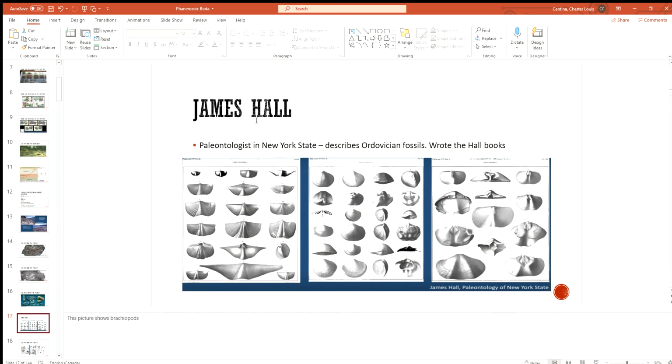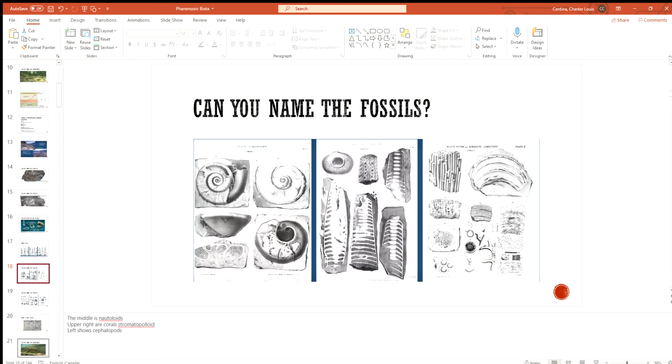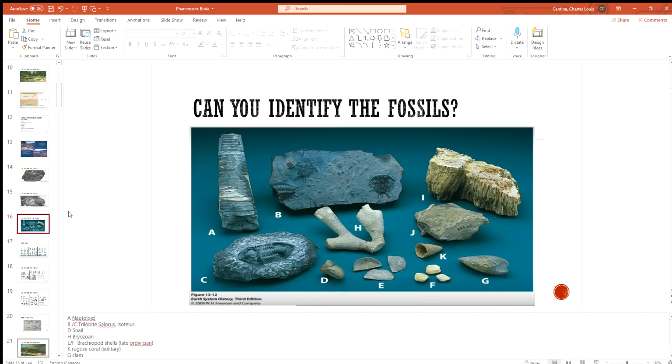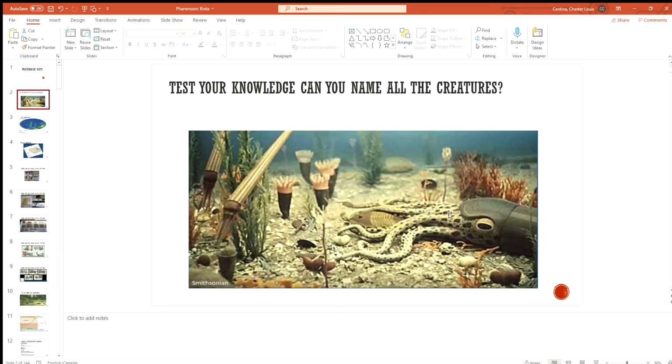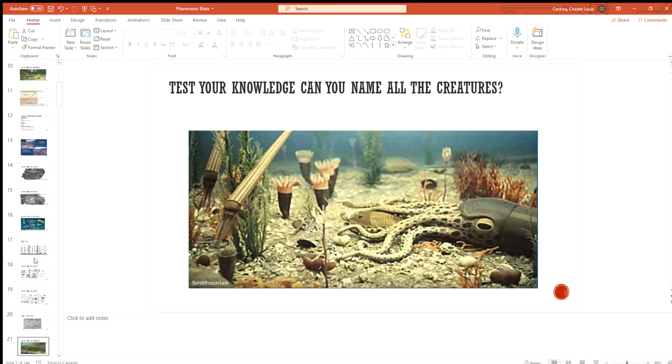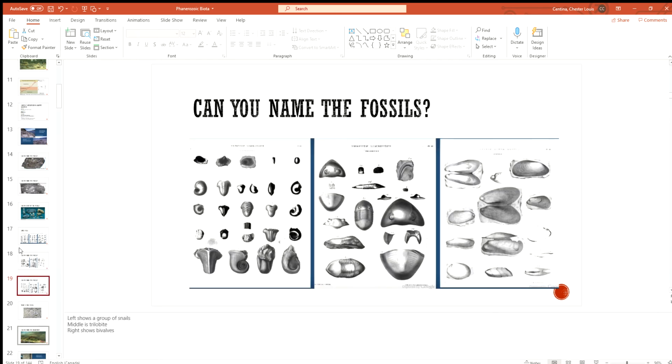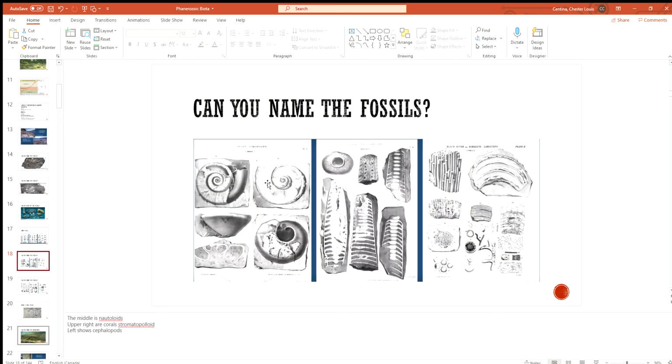Basically, this is James Hall. He wrote a bunch of brachiopods. The middle is an alloid. If you see some kind of pattern like this, it's an alloid. I thought this was a mollusk, but he said this is an alloid. I'm not sure; we're going to have to look through and review it, but that's what he said. Double check. These are cephalopods, and this is a stromatoporoid.